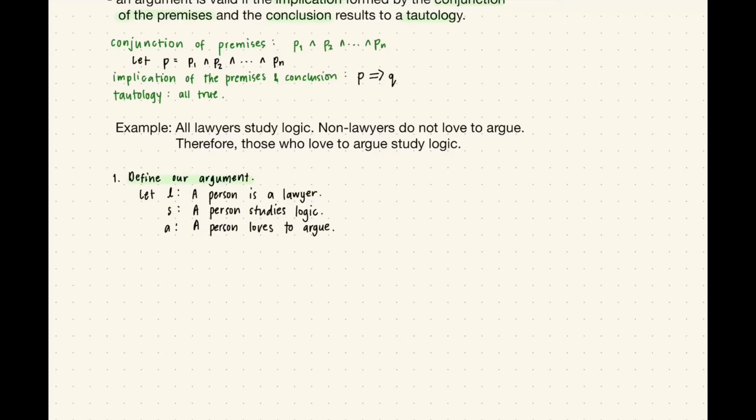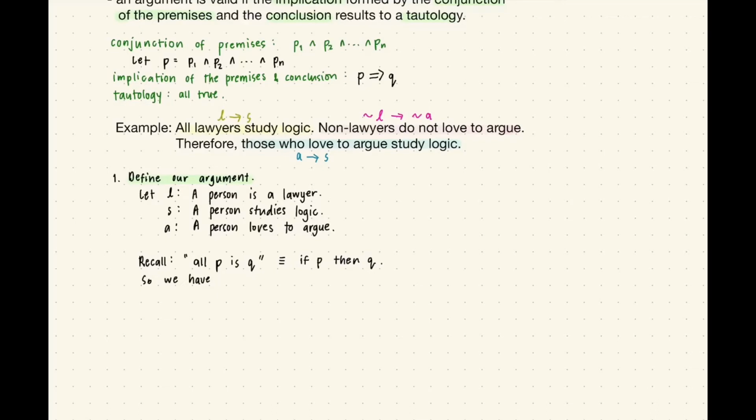Okay, so if you look at this, we only have 3 statements. And we have to recall that a universal statement can be equivalent to an implication, to a conditional statement. All P is Q is just equivalent to if P, then Q. So all lawyers study logic. If a person is a lawyer, then the person studies logic. If a person is a non-lawyer, then the person does not love to argue. Therefore, if a person loves to argue, then the person studies logic. Okay. So this is what we'll evaluate.